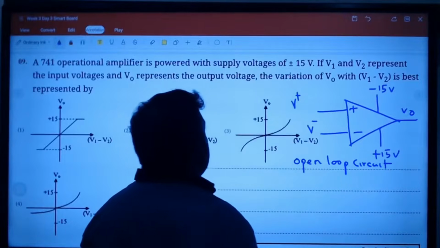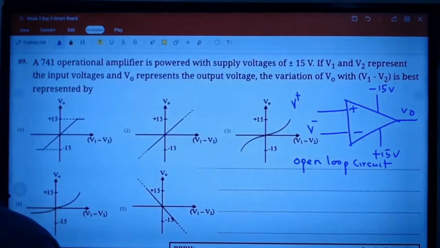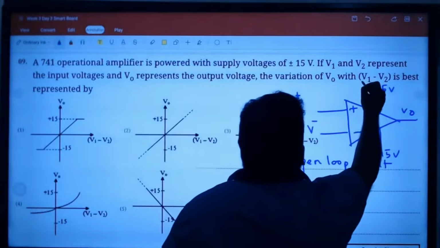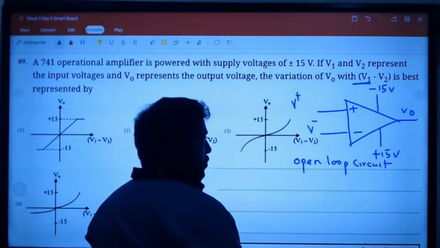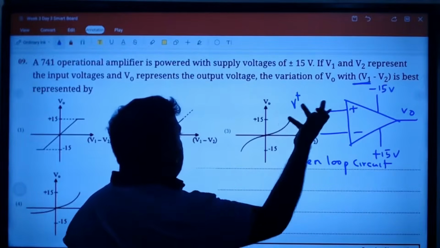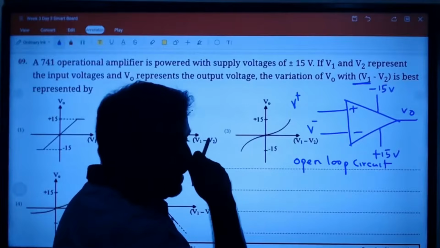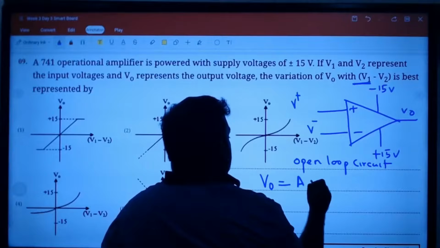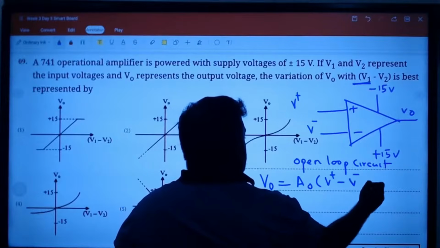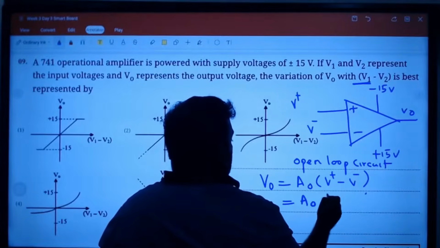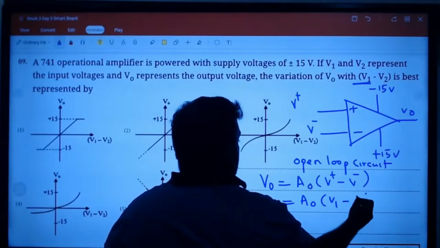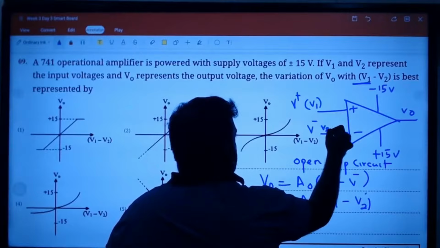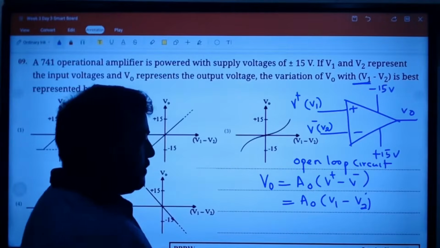What are they asking you? If V1, V2 represent the inputs, they are asking for the variation V1 minus V2. Look at the board now. You should know what V1 and V2 are. Remember, the open loop output voltage is A0 times (V plus minus V minus). From this we know V plus is your V1, V minus is your V2.